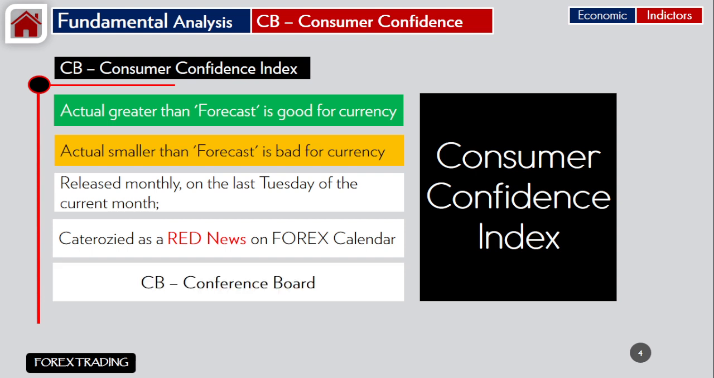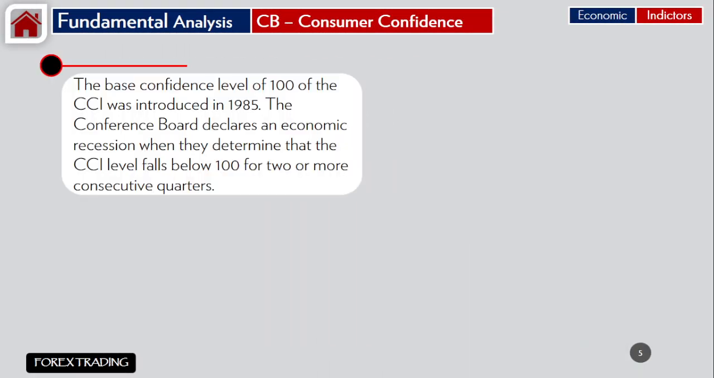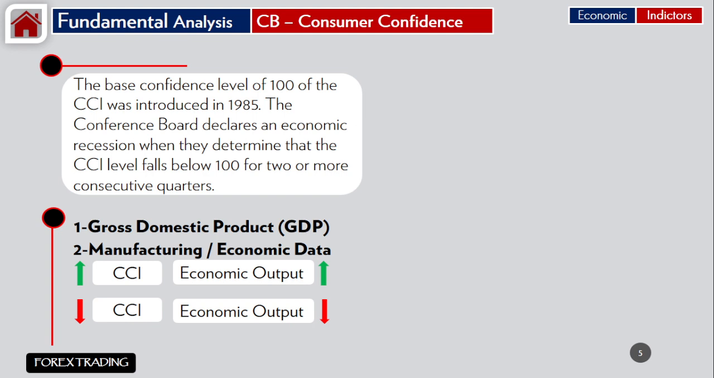CB stands for Conference Board. Some more detail about the Conference Board consumer confidence: the base confidence level of 100 for the CCI was introduced in 1985. The Conference Board declares an economic recession when the CCI level falls below 100 for 2 or more consecutive quarters, which means we are entering a possible recession. It also contributes this consumer confidence data into GDP and economic data as well.